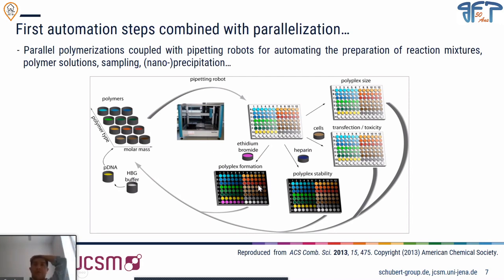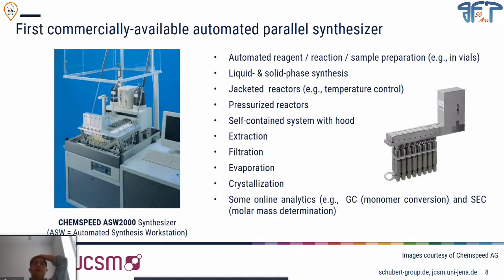People show some nice examples in this slide. But then, of course, some companies started to realize the potential of these new techniques and a good market in chemistry. They started to build different versions of synthesizers and parallel synthesizers and combine them with pipetting robots.